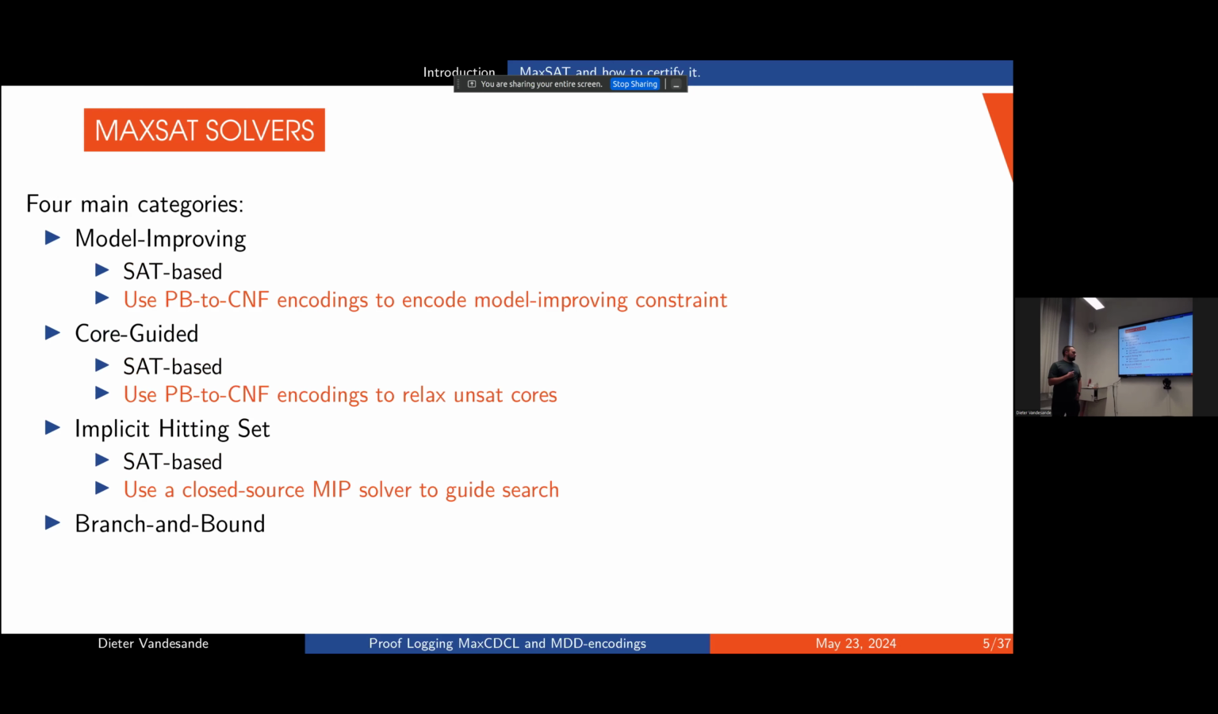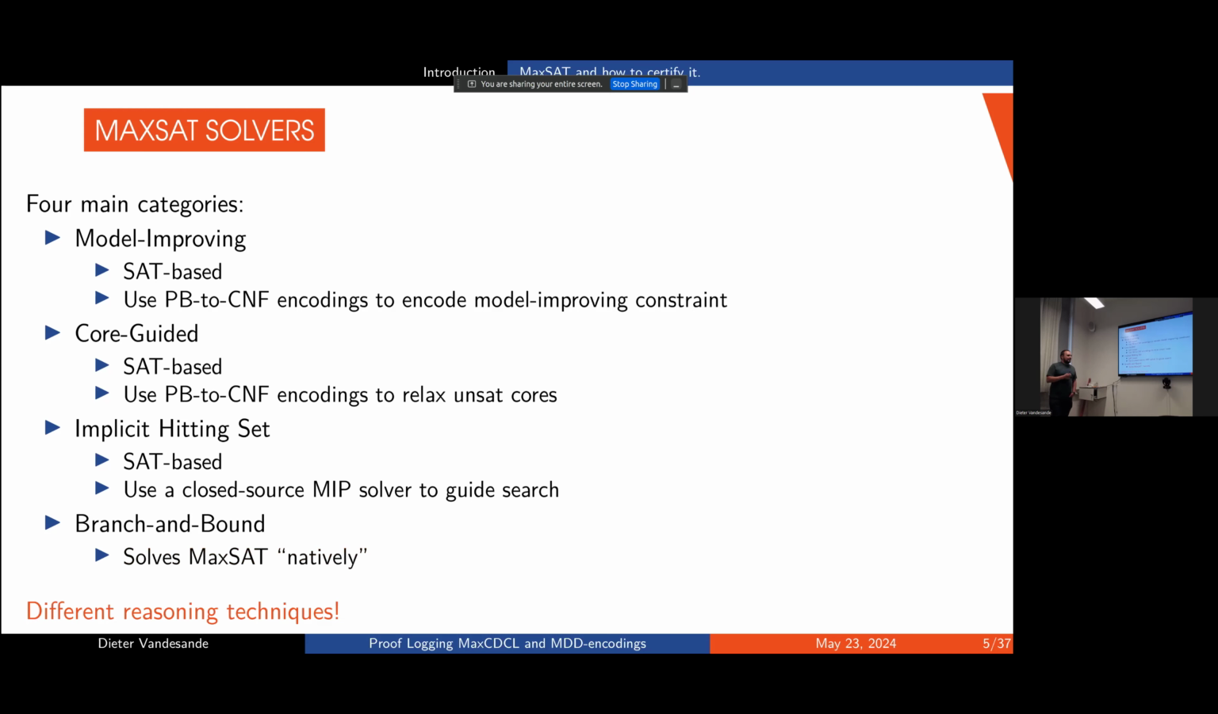And you have the branch and bound solvers, which are a bit the odd one out in the sense that they do not make use of SAT solvers, but they solve MaxSAT natively. But what's important here is to see that they all use different reasoning techniques, and that is probably the most important reason why it's so difficult to come up with a native proof system for MaxSAT.